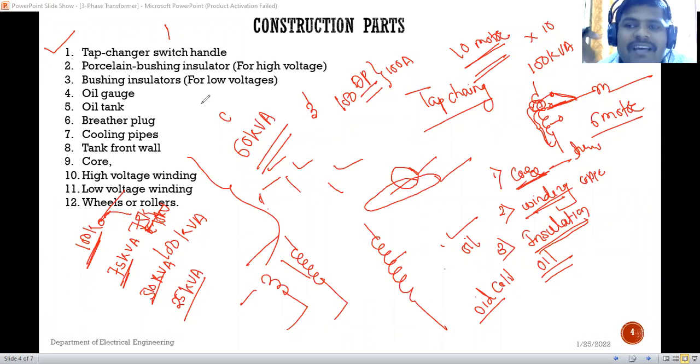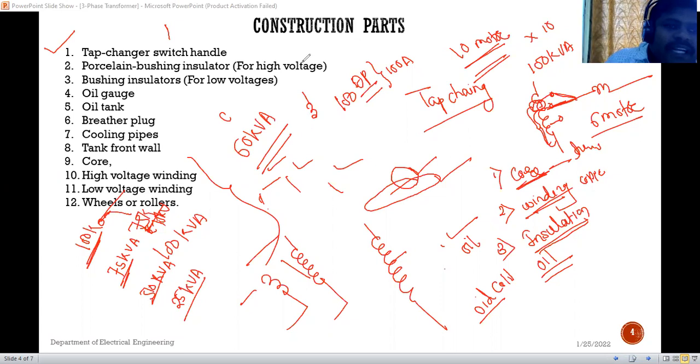If the load is reduced, what about losses? What about copper loss? Copper loss depends upon load current. If the load current reduces, what about copper loss? It reduces. That means our copper loss also reduces. That means the efficiency of the transformer will increase.